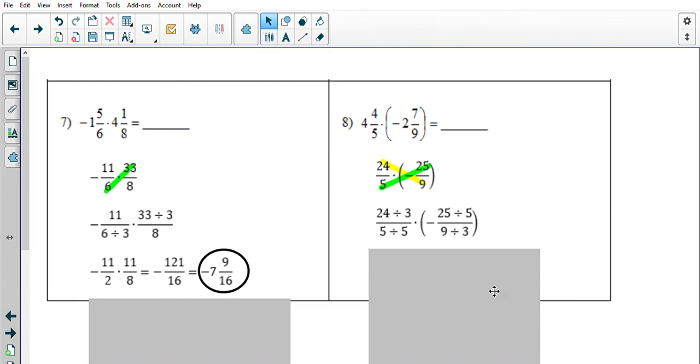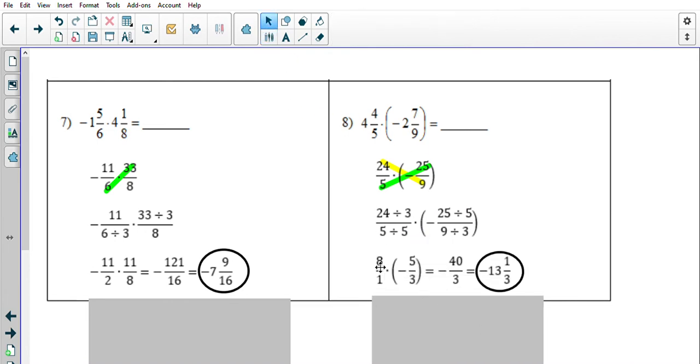So that's going to get us 8 over 1 times negative 5 over 3. 8 times 5 is 40. 1 times 3 is 3. It's negative here. I know that 3 goes into 40 13 times to get us 39. That leaves a remainder of 1. So we get negative 13 and 1/3.